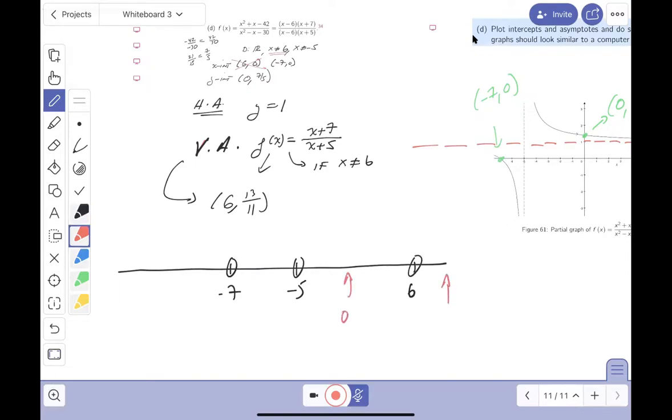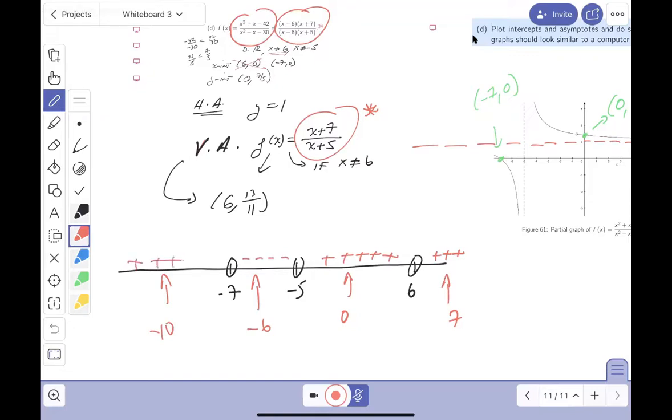Do our test points. 0, 7, I don't know, -6, -10. So where are you going to plug it in? You could plug it in here. You could plug it in here. Or you could plug it in here. Let's go to town. Let's try 7. What do you get? I'm going to do it here. You get positive over positive, positive. If you tried 0, what would you get? Positive over positive, positive. If you tried -6, what would you get? Positive on top, negative on bottom, you get negative. If you tried -10, what would you get? Negative on top, negative on bottom, which is positive.